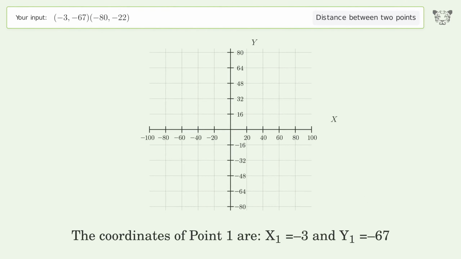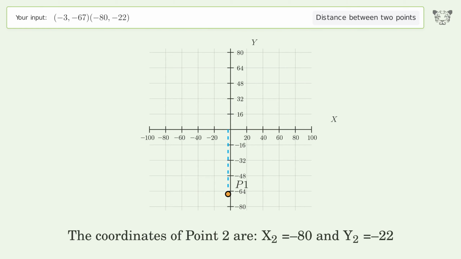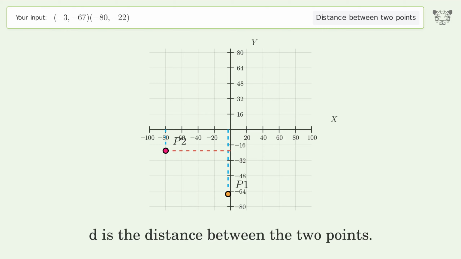The coordinates of point 1 are, x1 equals -3 and y1 equals -67. The coordinates of point 2 are, x2 equals -80 and y2 equals -22. D is the distance between the 2 points.